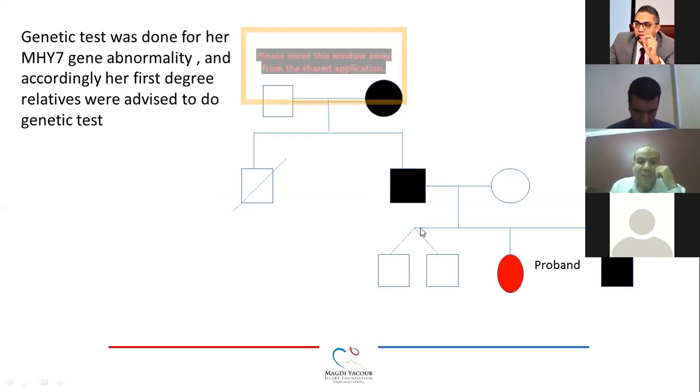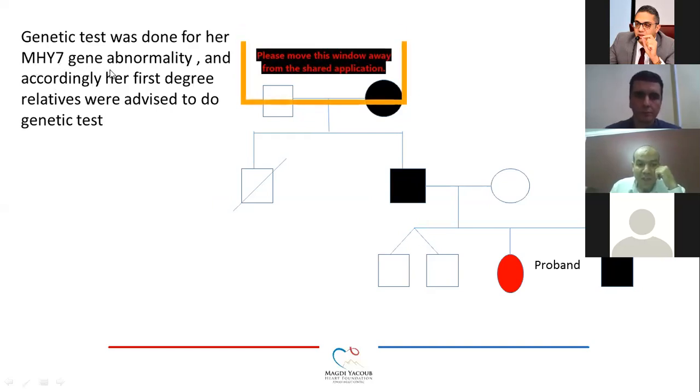After doing the genetic test for the patient, it was found that she had a mutation in the myosin heavy chain 7 gene abnormality, and accordingly we tested the relatives, and we found that one of her family members in each generation has the genetic defect.